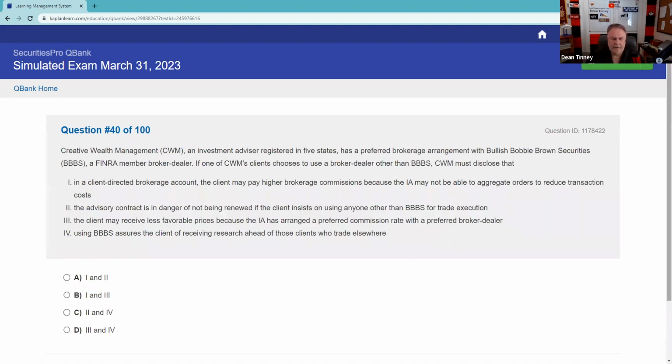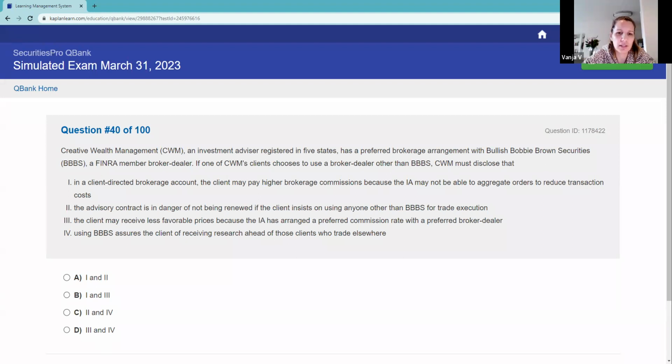Creative Wealth Management, an investment advisor registered in 5 states, has a preferred brokerage arrangement with Bullish Bobby Brown Securities, a FINRA member broker-dealer. If one of Creative Wealth Management clients chooses to use a broker-dealer other than BBBS, CWM must disclose that. In a client-directed brokerage account, the client may pay higher brokerage commission because the AI may not be able to aggregate orders to reduce transaction costs.